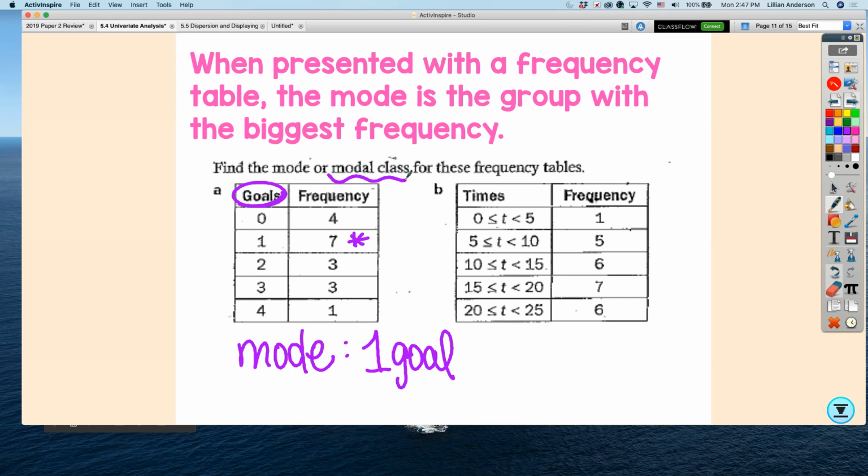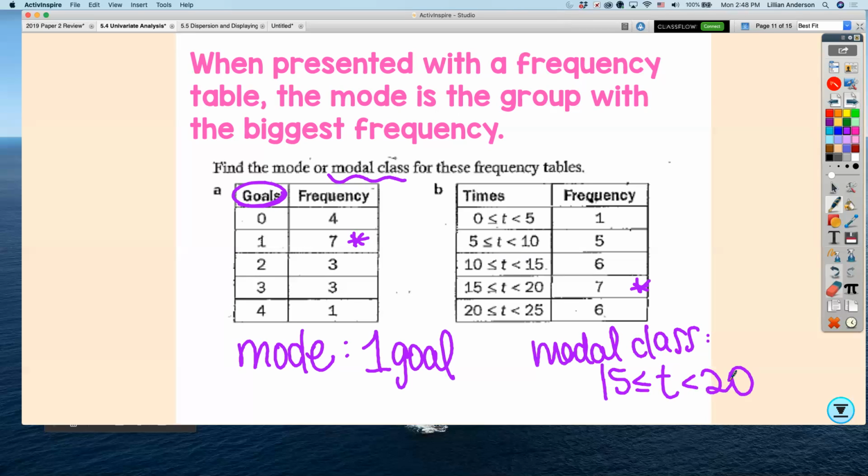Now you'll see this word. It's called modal class. Modal means mode. It's just that when you have a class, it's going to be a range of values, not just one singular number. Again, you still look at the largest frequency, which is 7, so you're looking for the class that's associated with it. So the modal class is the class with the largest frequency, and that's 15 to 20. You write it exactly how they wrote it. And that's how you find the mode.